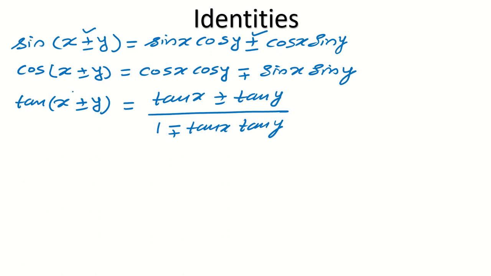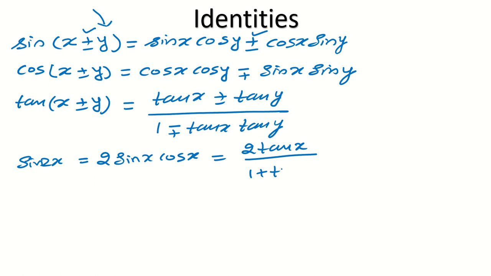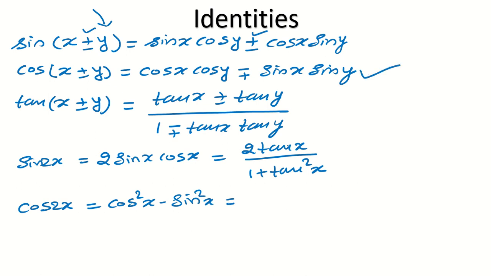Okay, now another thing can be sine 2x. Now here you see, in the plus identity you just put x in place of y, so it will be x plus x, meaning 2x, so it will be equal to 2 sine x cos x, and its another identity can be 2 tan x upon 1 plus tan square x. Similarly, you can have cos 2x is equal to cos square x minus sine square x. How did I get this? In this identity, just write x in place of y. Okay, so you will get this identity.